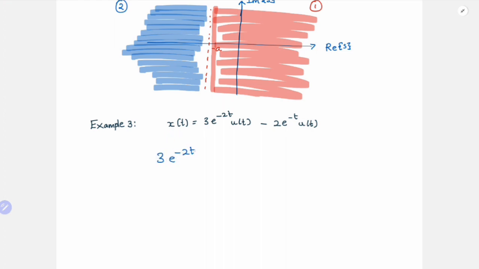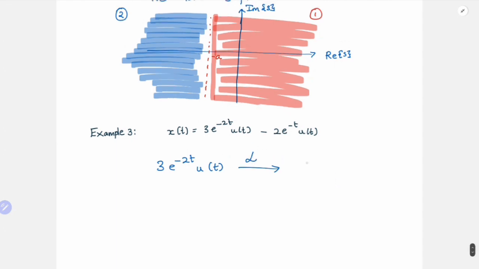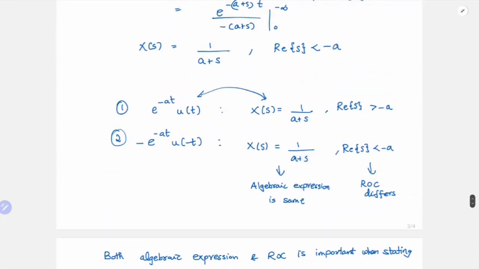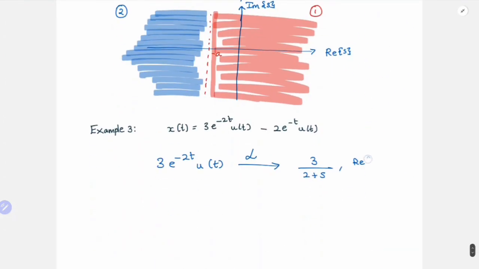3 e power minus 2t u of t. The Laplace transform I will represent by L here. So what will you get? The 3 factor will be same and you will get a plus s, right? And a here is 2. So you will get 3 by 2 plus s. And what will be the region of convergence? This signal is of this form, right? So the region of convergence is real of s greater than minus 2.